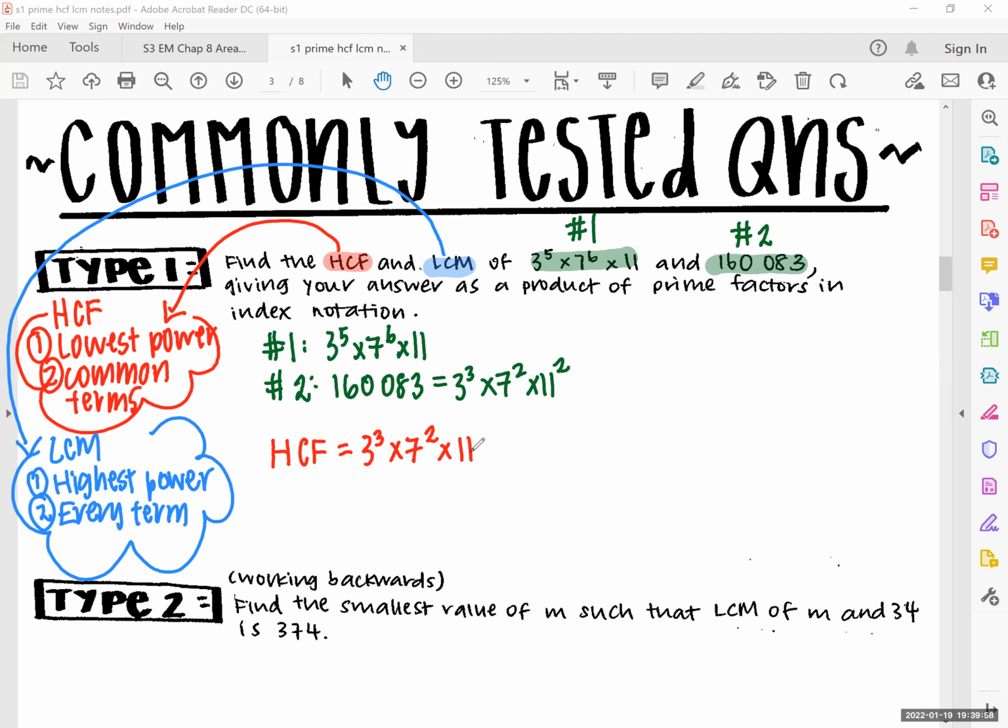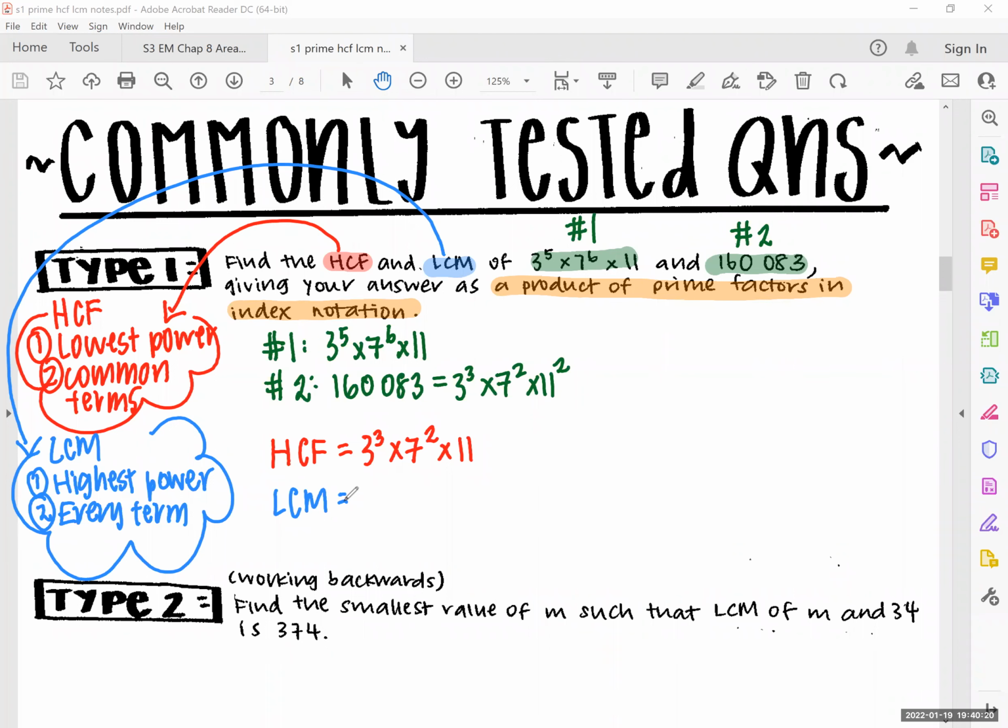Now, if you put this in the calculator, you are wrong. Why? Can you see the question right here? They say to give your answer as a product of prime factors in index notation. So you do not need to put these numbers in the calculator. You just stop right here. Clear so far? Next, let's do LCM.